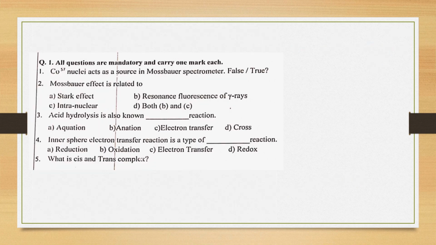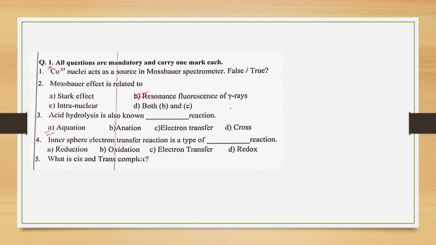Now again, cobalt 57 nucleus is the source in Mossbauer spectra. If there is no star mass mentioned, then it is false. If there is star mass, then it is true. Mossbauer spectra is related to resonance fluorescence of gamma rays. So Mossbauer spectroscopy is also known as resonance fluorescence spectroscopy, sorry. Acid hydrolysis is also known as aquation reaction.